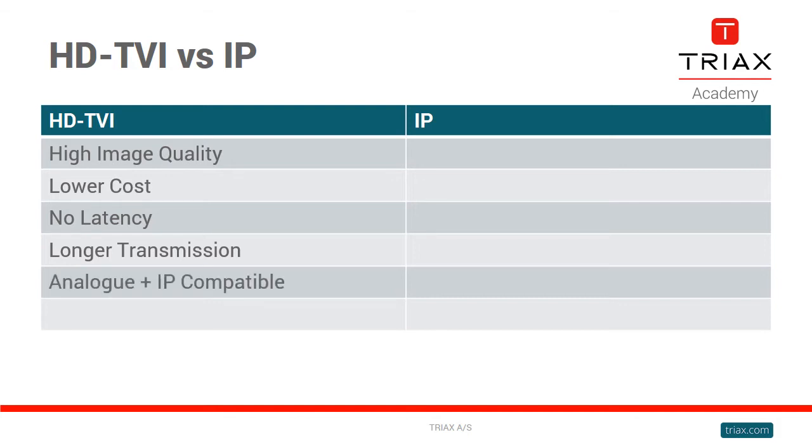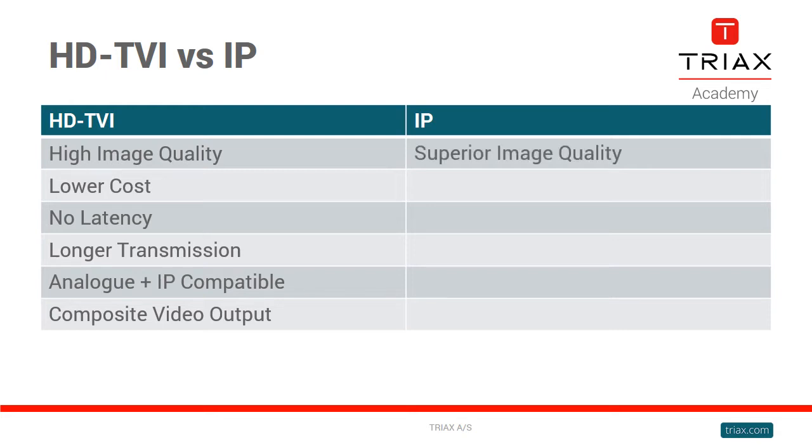HDTVI recorders are capable of recording video from analog and IP cameras, meaning systems can be upgraded as required. The HDTVI recorder can deliver composite video output that can be modulated onto the local TV system.